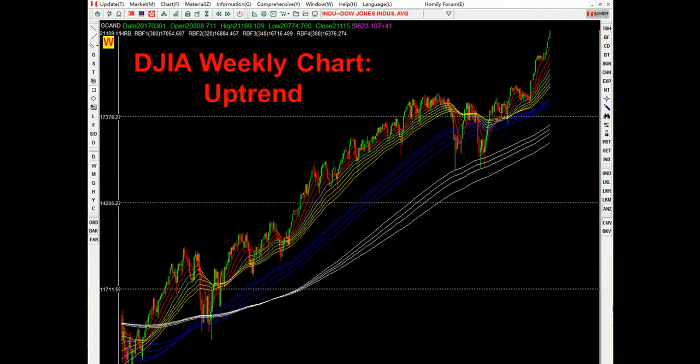Then we can see this is the weekly chart. I use Homily Rainbow to judge the trend, because we can know that in Homily Rainbow, the white line is for the long-term trend, the blue line for the medium long-term trend, the yellow line is for the medium-term trend, and the red line for the short-term trend. So if we want to judge the short-term trend, we only focus on the red lines.